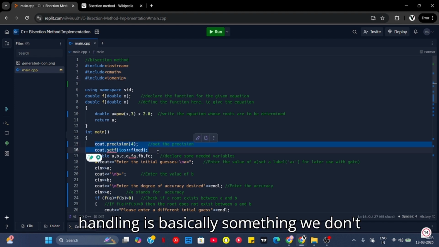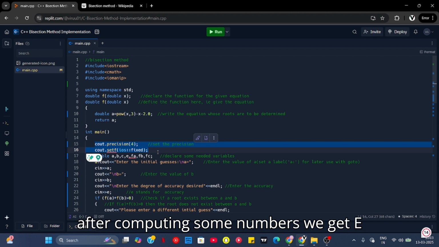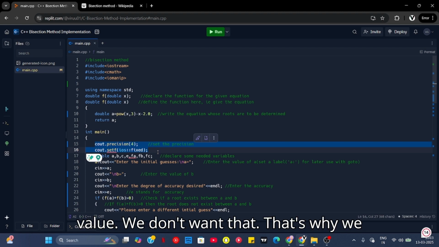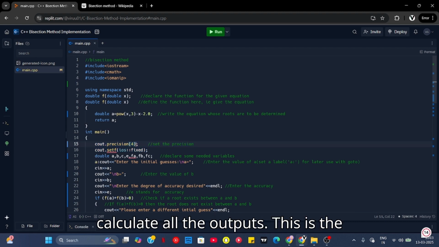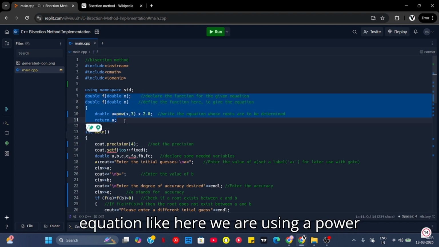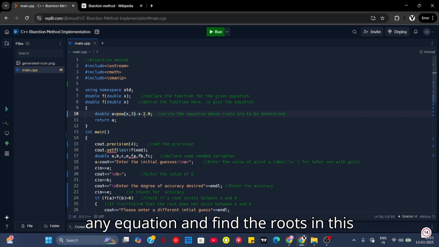Precision handling is basically something we use because we don't want scientific notation. Like you see, after computing some numbers, we get an e-value. We don't want that, which is why we put this, and we define it to 4 because we want all the outputs calculated to 4 decimals. Okay, this is the function I have written for the equation, here x power 3 minus x minus 2. We can take any equation and find its roots with this code.